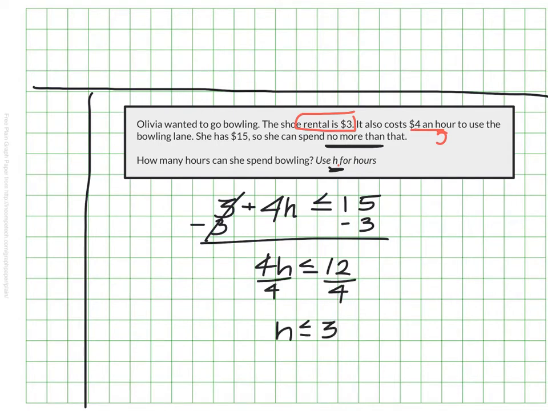So I see that h is less than or equal to 3, but the question is what that could mean, right? Well, she could bowl for exactly 3 hours, but she doesn't have to spend all her money. She could bowl for less than that. So we'll graph that. And by graphing our solution, we can see, of course, that Olivia can bowl for 3 hours or less with the amount of money that she has.